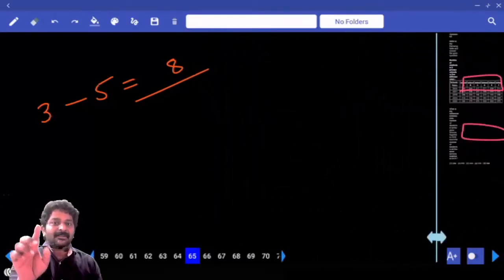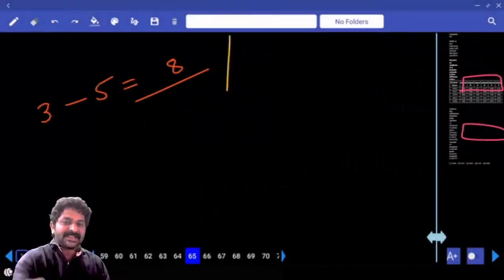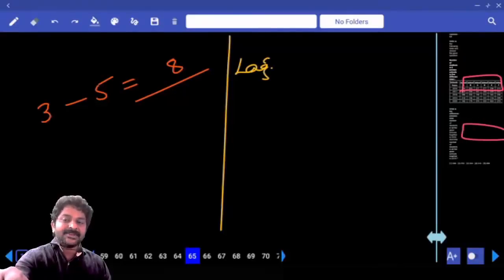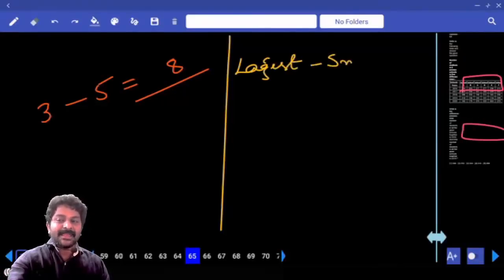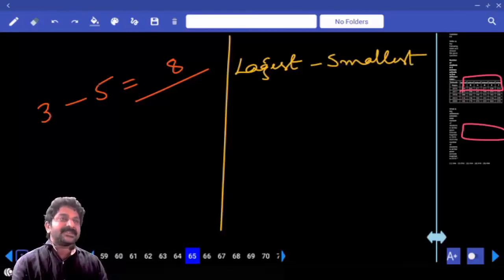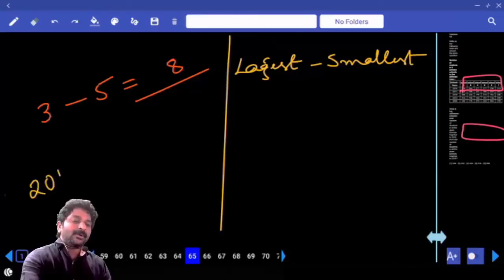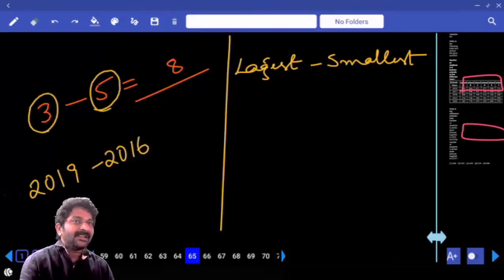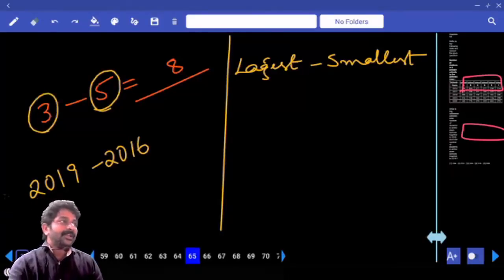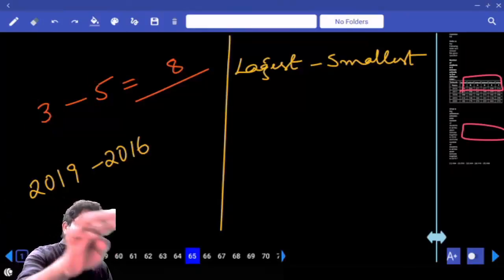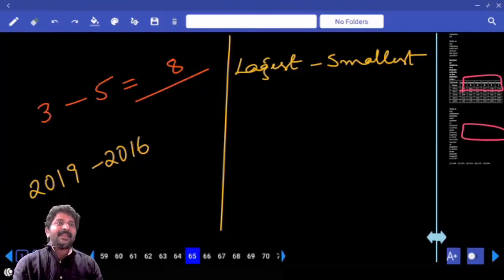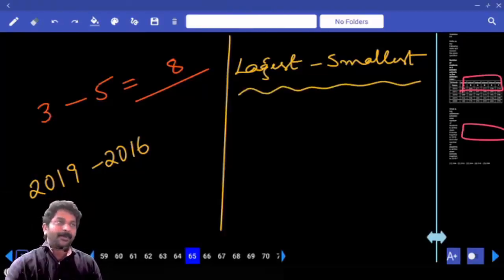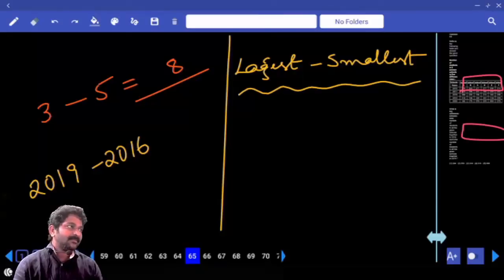I told you to remember one point. What is that? Always you should try largest minus smallest. For the same question, suppose if you subtract 2016 value from 2019 value, you will be going for 5 minus 3, right? That means answer ends with 2. You will get different answer. So when your question is about difference, and if you want to verify last digit, this point is very important. Always you should subtract smallest number from the largest number.